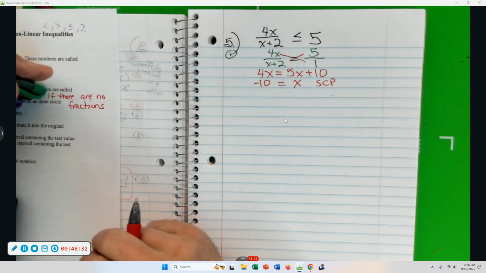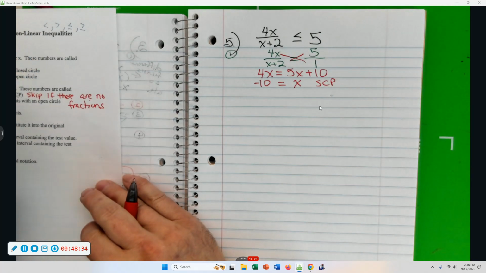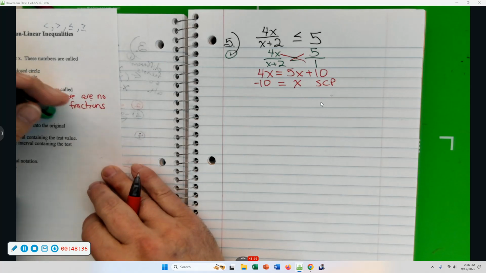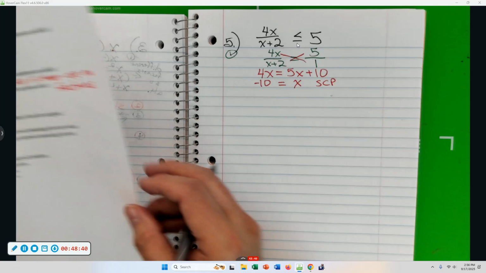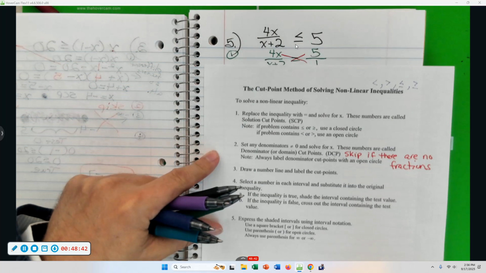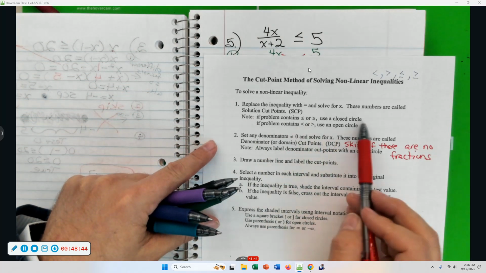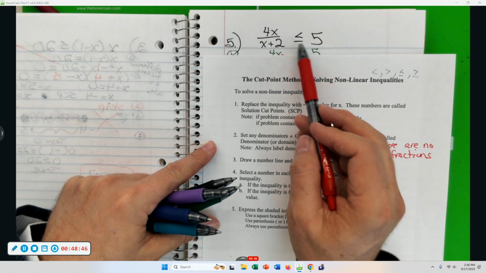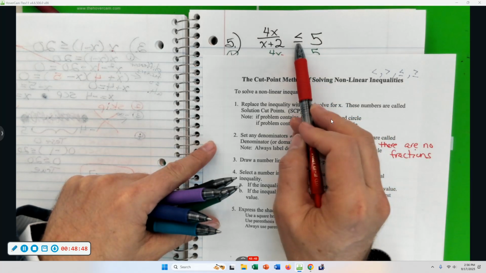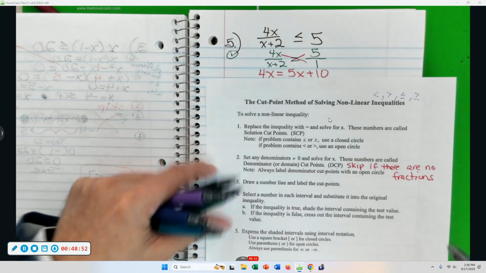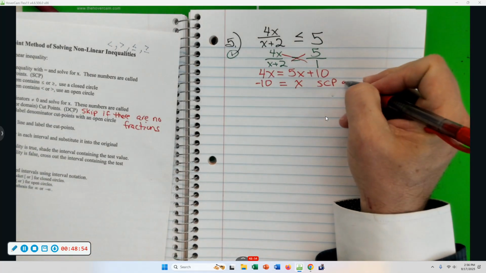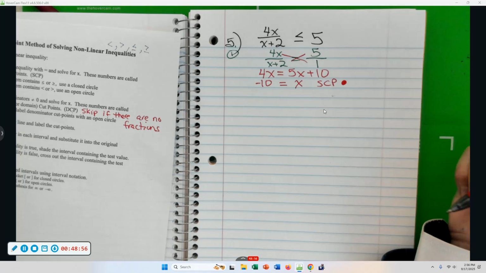And that's my solution cut point. I only have one solution cut point. That's good. How am I going to label that number on the number line in a moment? Closed circle. Notice we have a less than. It's the equality that decides it. If you have that little horizontal bar, that's when you use a closed circle for your solution cut point.